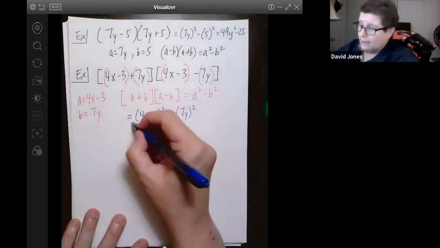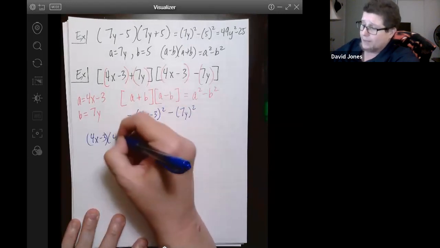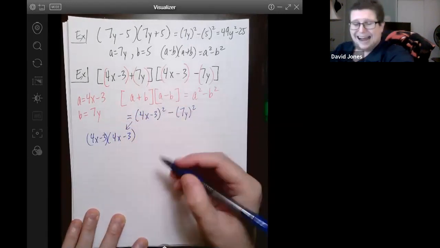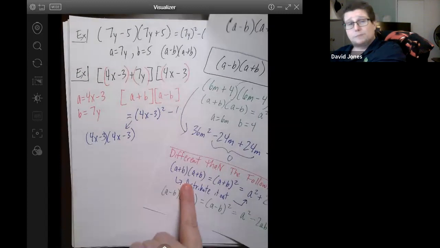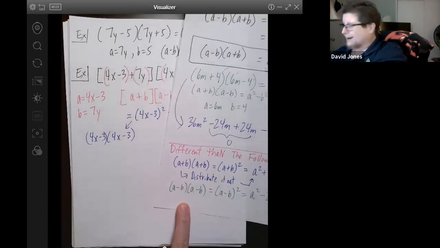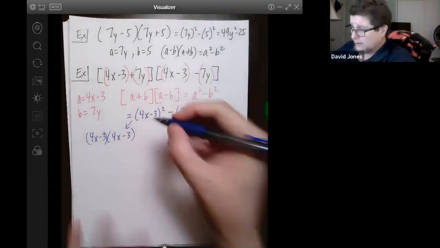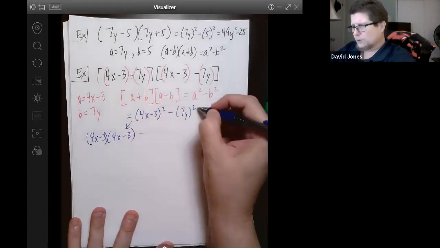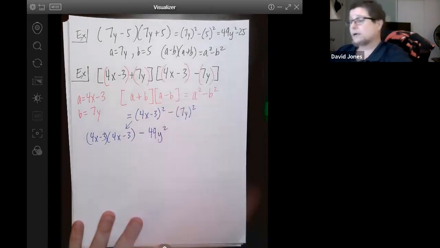I really recommend you rewrite this as 4x minus 3 times 4x minus 3. I really don't think those patterns we did right here with the a plus b, and a minus b, are that helpful to memorize. I actually think it's just easier to work it out. I can do this one right away. 7 squared is 49, and y squared is y squared.